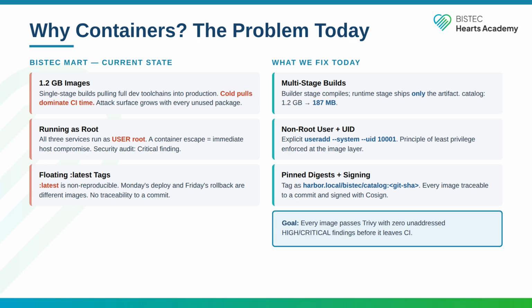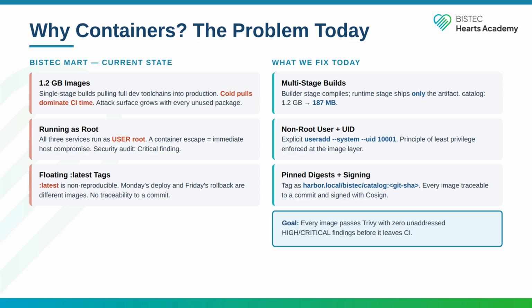Issue 2. Running as root. When every service runs as root, a container escape gives an attacker immediate host privileges. The security team flagged this as a critical finding. It's a one-line fix, but only if your Dockerfile is structured to support it.